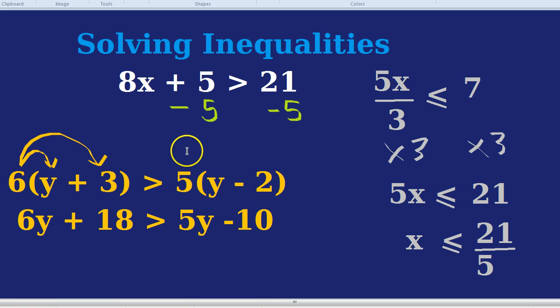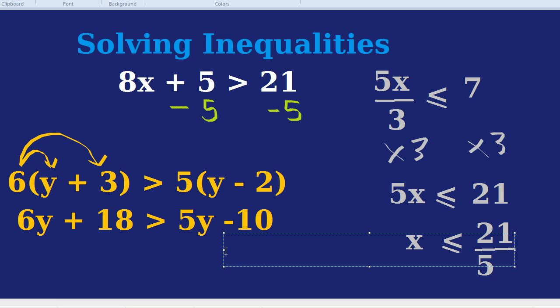Here we go. Which number should we get rid of first? Well, as minus 10 is smaller, let's get rid of minus 10. How would we get rid of minus 10? We would add 10 to both sides. That'll get rid of the minus 10.